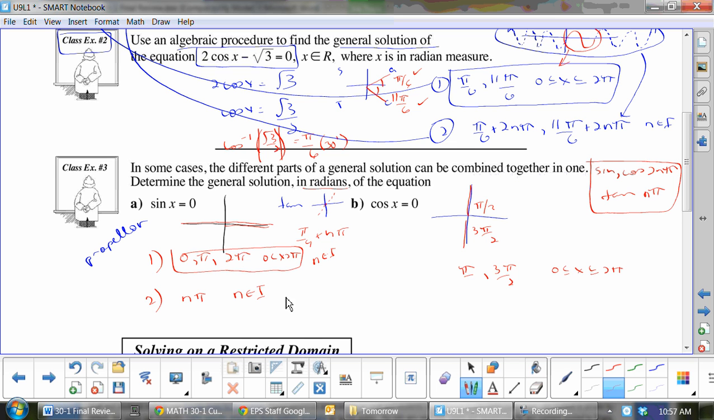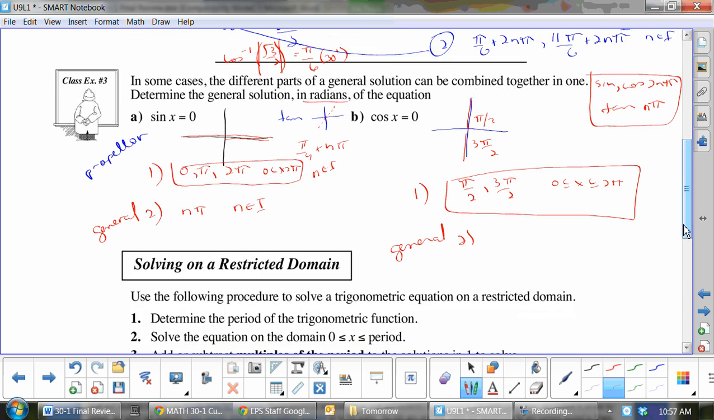So what would the general be for that one? This is general. The general for this one? I'm not giving it to you. Pi over 2 plus n pi. N is in the integers. That will give you every time cos x equals 0 from infinity to negative infinity.